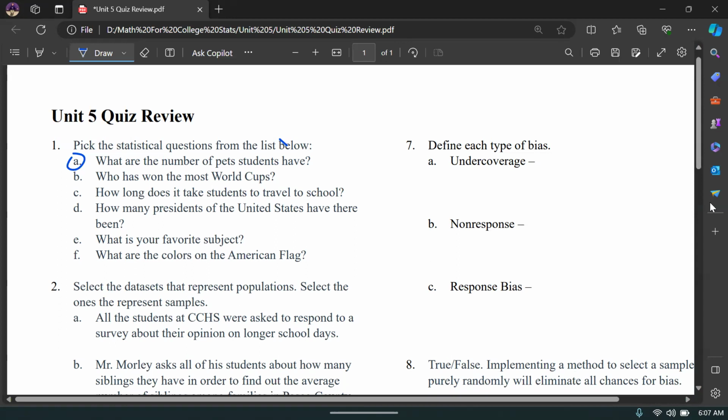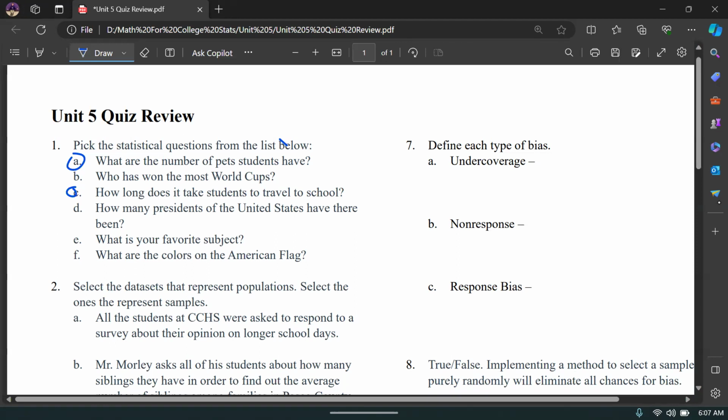How long does it take students to travel to school? So that's a statistical question because, of course, some people might take 10 minutes, some people might take 15, etc. How many presidents of the United States have there been? That is not a statistical question, right? Because of course, that is a single answer, right? 46 presidents is the answer. And if you know that, everybody would say 46.